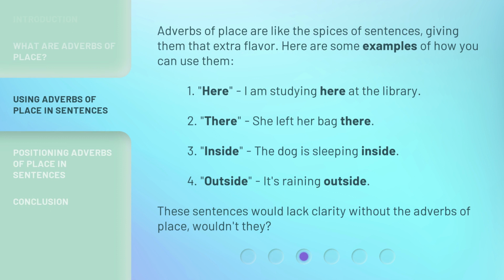Adverbs of place are like the spices of sentences, giving them that extra flavor. Here are some examples of how you can use them. 1. I am studying here at the library. 2. She left her bag there. 3. The dog is sleeping inside. 4. It's raining outside. These sentences would lack clarity without the adverbs of place, wouldn't they?